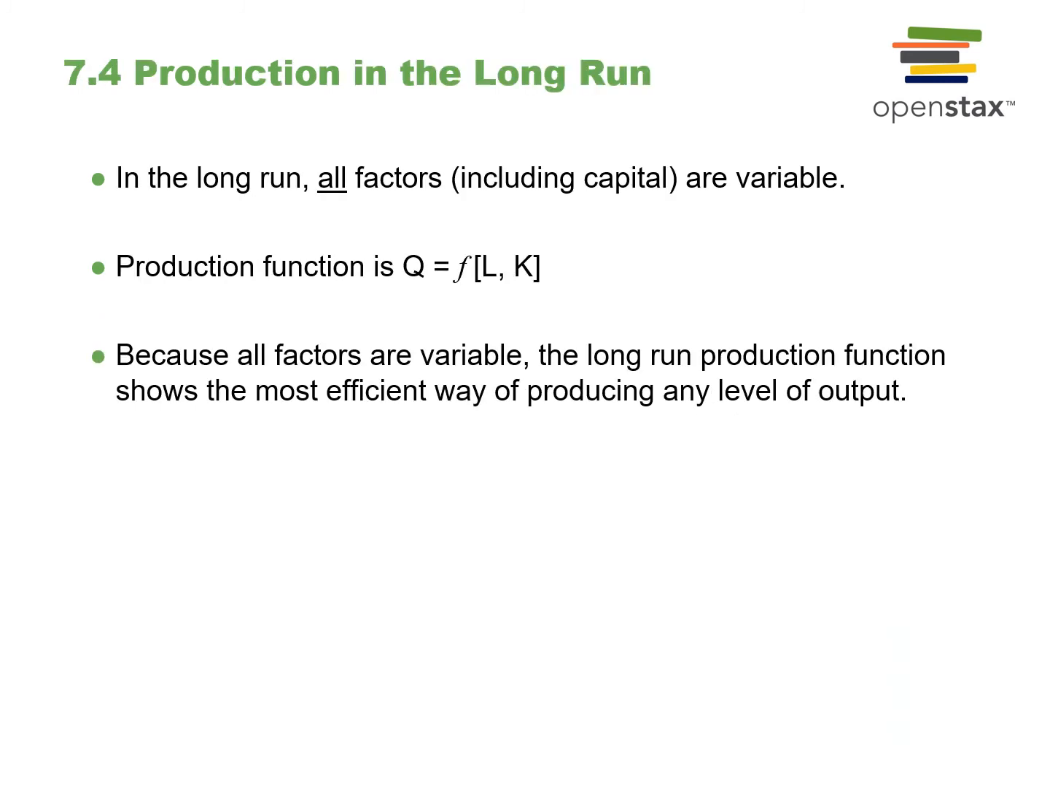In terms of long-term production, everything is variable, including capital. So the production function is basically that the quantity Q is a function of labor and capital, because all factors are variable. Long-term production tends to show the most efficient way of producing at any level of output because you have a chance to study it.